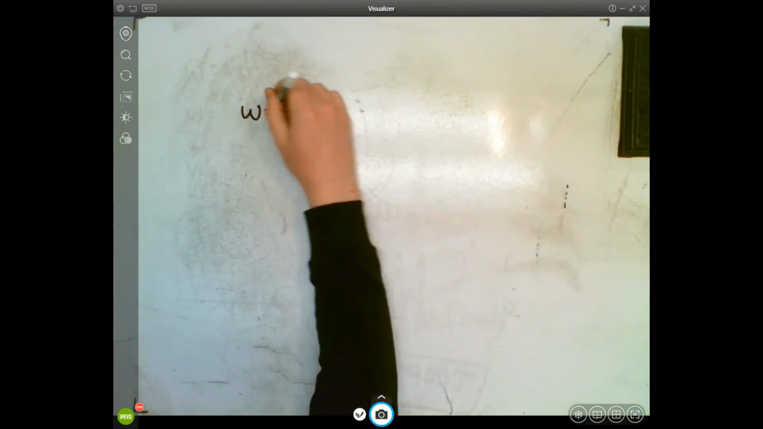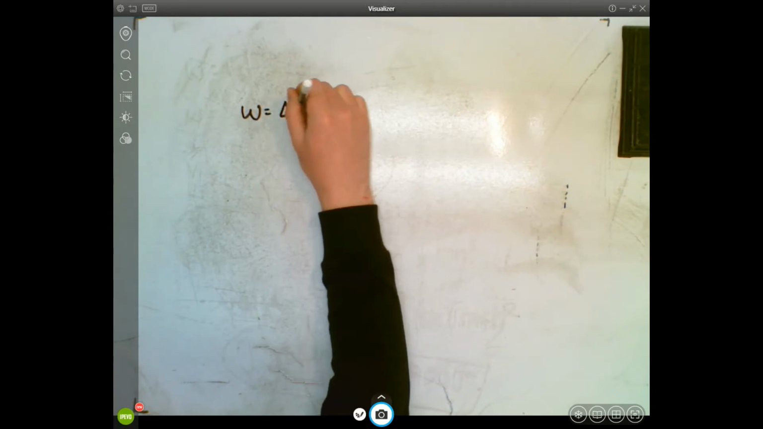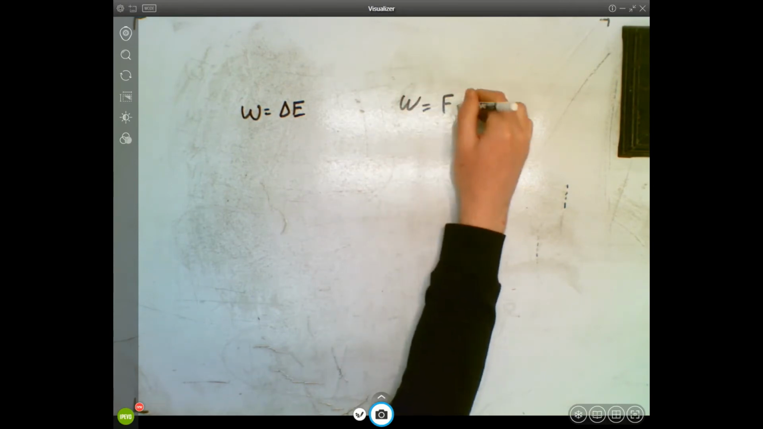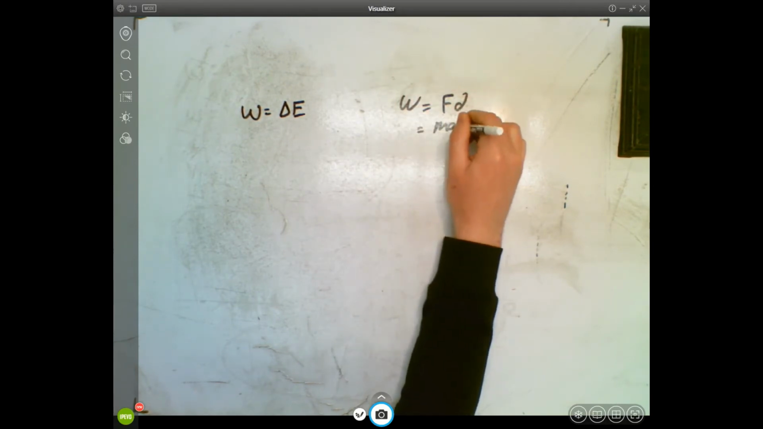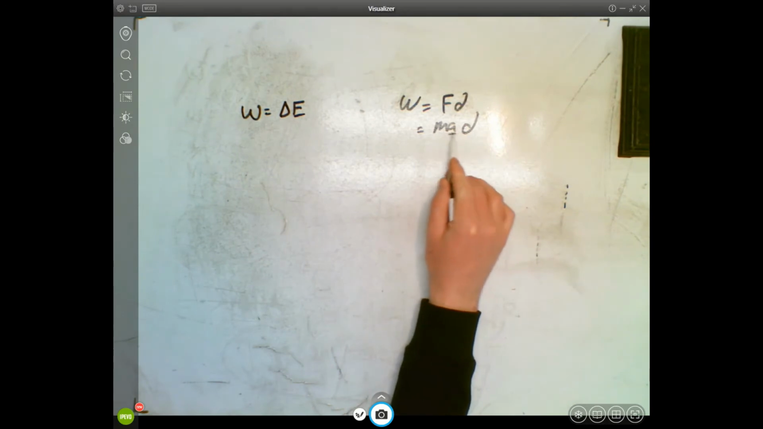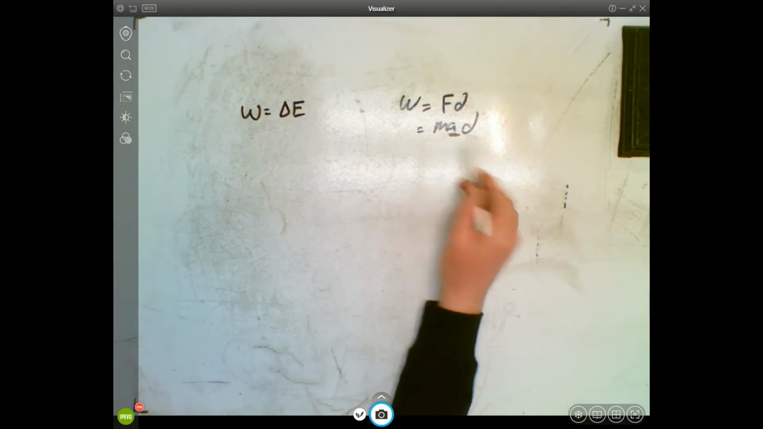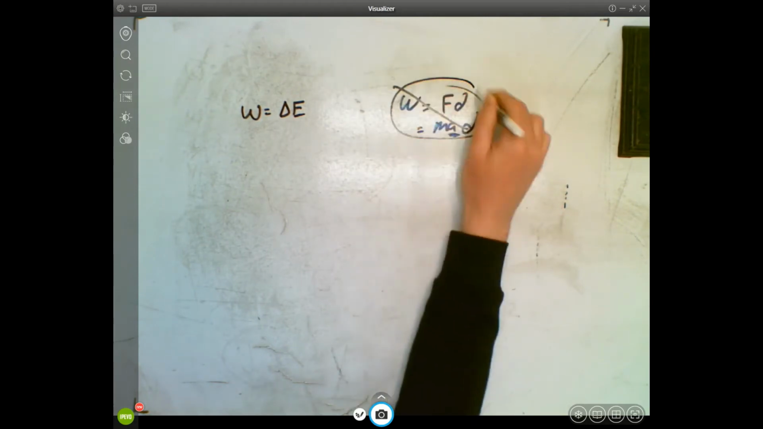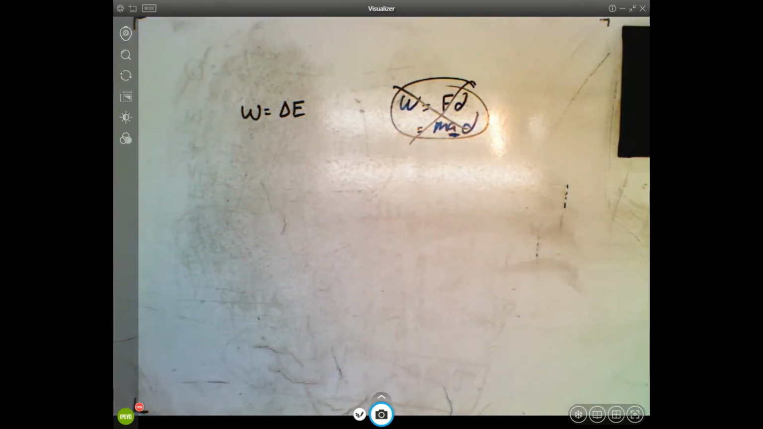Okay, so this one we don't have an option. We have to use work equals our change in energy, because if you try to use work equals force times distance, or mass times acceleration times distance, well, it says in the question it's moving at a constant speed, so your acceleration is zero. You get really confused. So I would try not to use that one, or else you're going to get confused on a test.